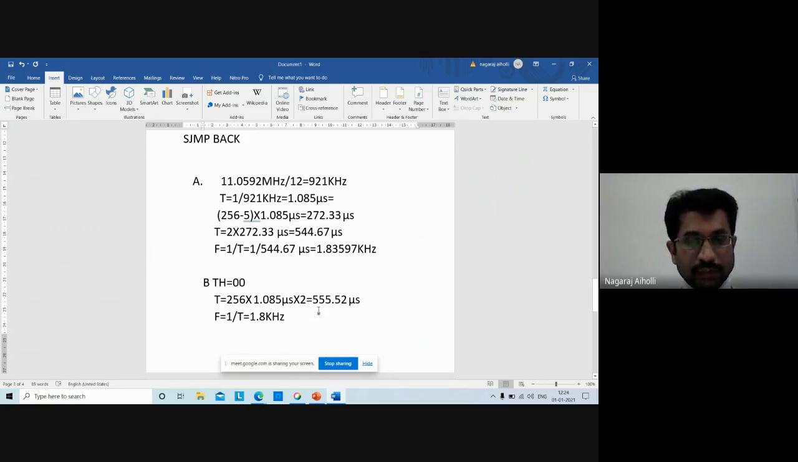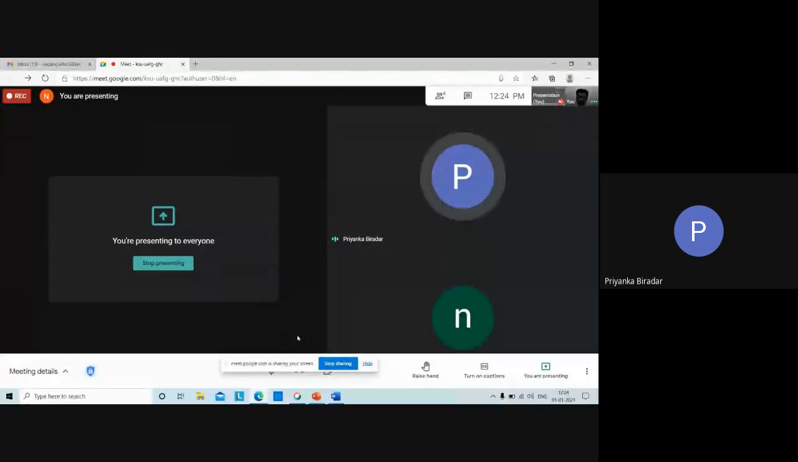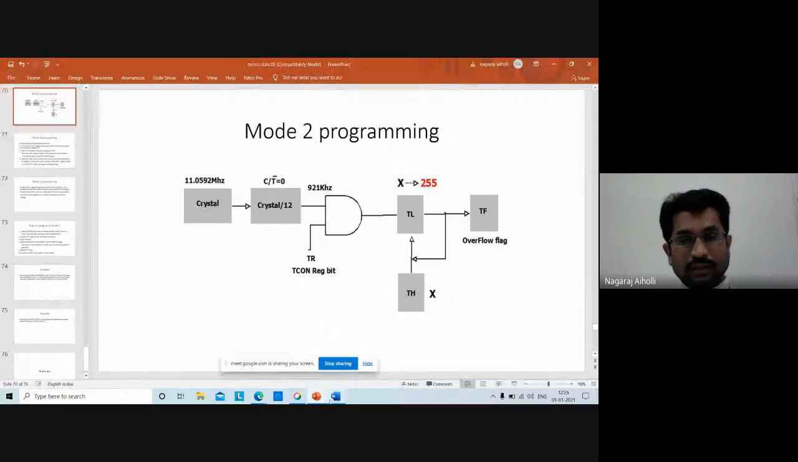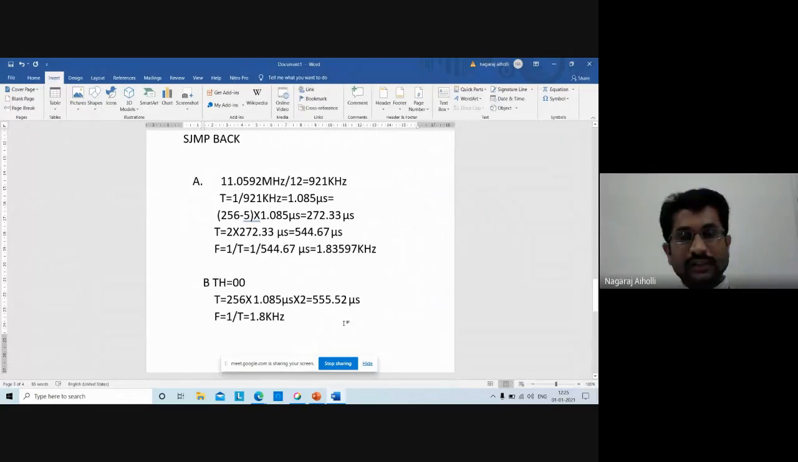Is this example understood, students? Yes, Priyanka? Siddharth? Yes, sir. Understood, sir. Nandish? Yes, sir. Clear? Concept is clear? Yes, sir.